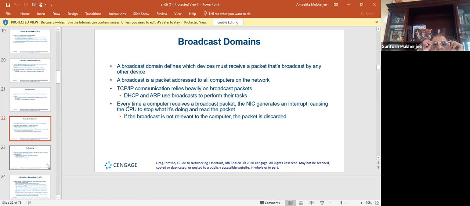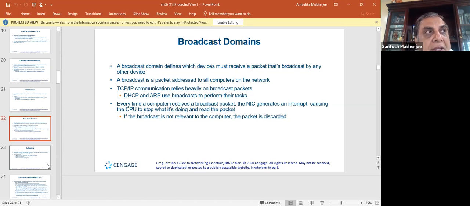So when we handshake between the routers, domain to domain, sometimes we do broadcast, the message from one particular network to the other networks. A broadcast domain defines which devices must receive a packet that is broadcast by any other device.